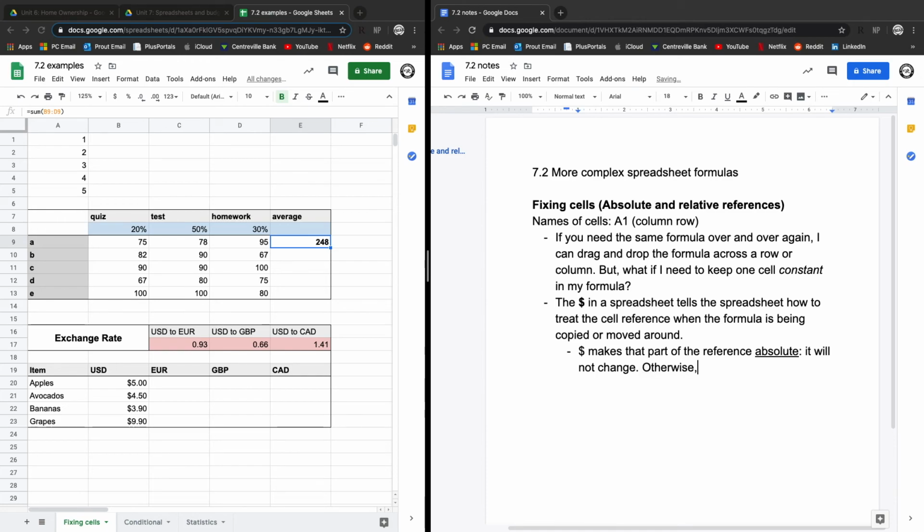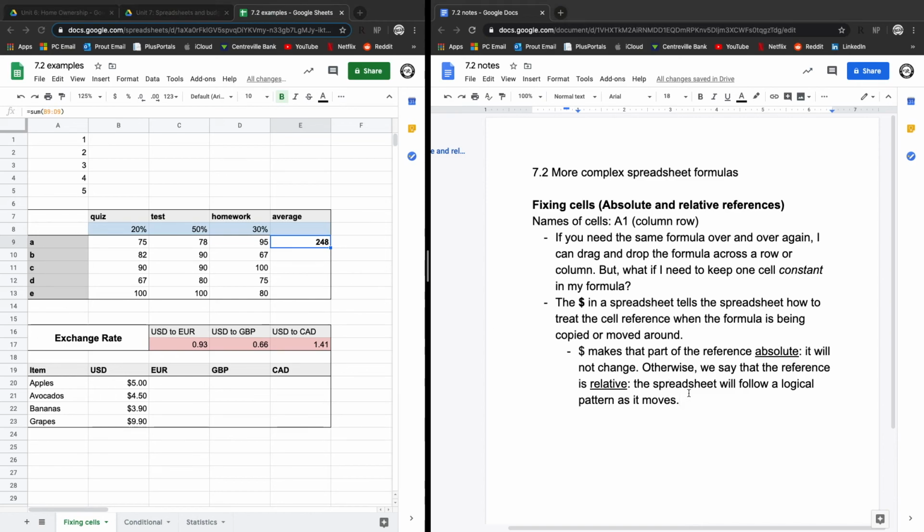Otherwise, we say that the reference is relative, which means that the spreadsheet will follow a logical pattern as it moves around. And that's what we saw over here, right? If I took my sum formula, the spreadsheet looks at it and says, well, this cell adds up these three cells together. So if I drag it down one, logically, it must then add these three cells together, and then these three cells, and so on.